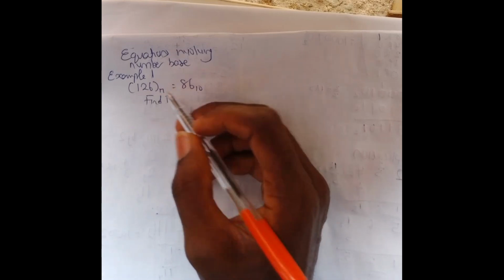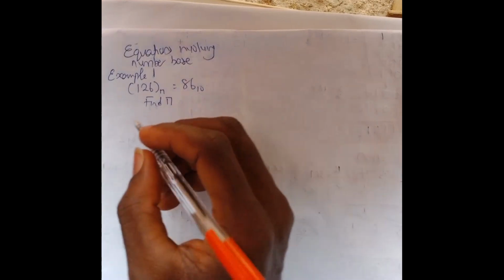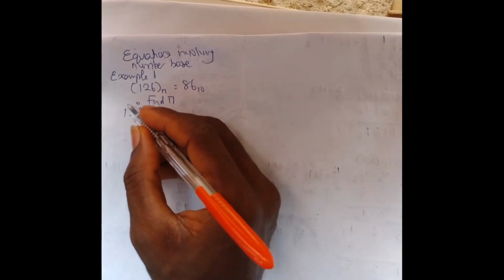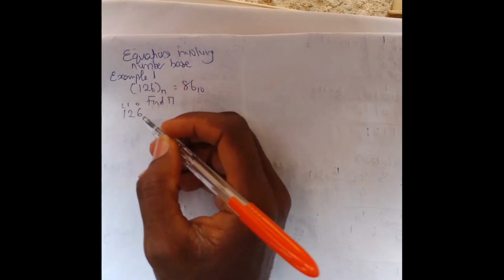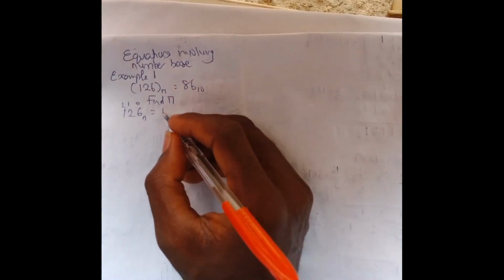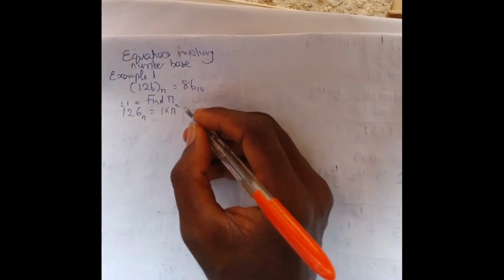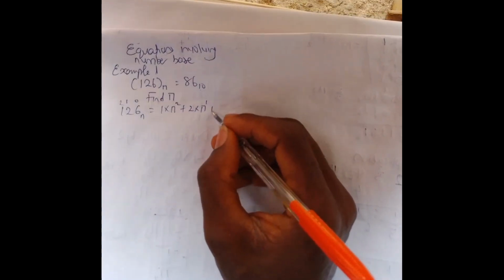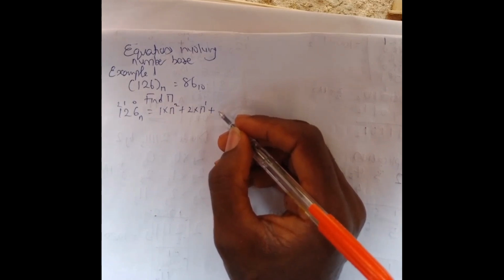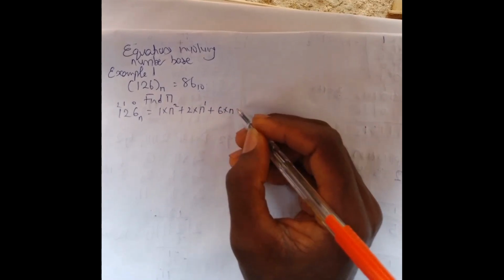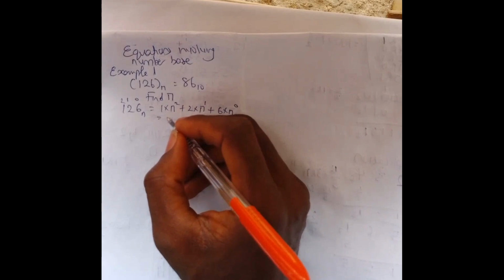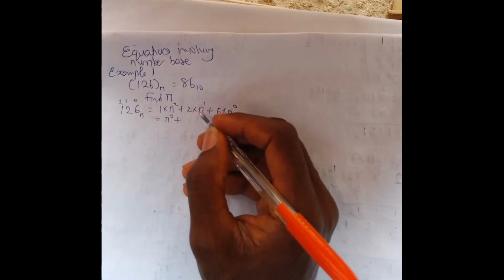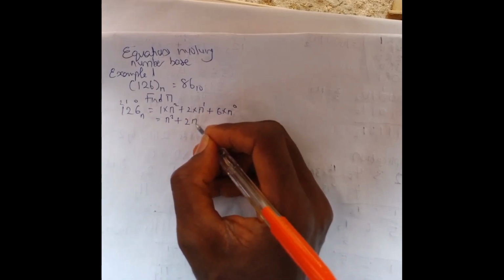So let's convert it. 126 base n equals 1 times n raised to the power of 2 plus 2 times n raised to the power of 1 plus 6 times n raised to the power of 0. N raised to the power 2 times 1 is n squared, n raised to the power 1 is n, n times 2 is 2n. N raised to the power 0, anything raised to the power 0 is 1, 6 times 1 is 6.